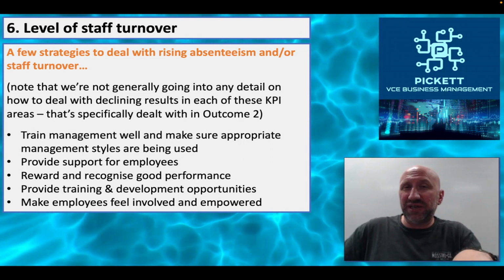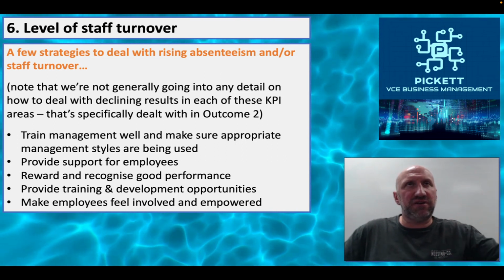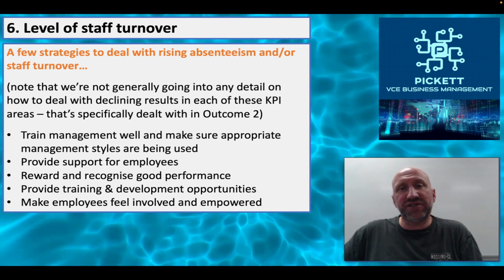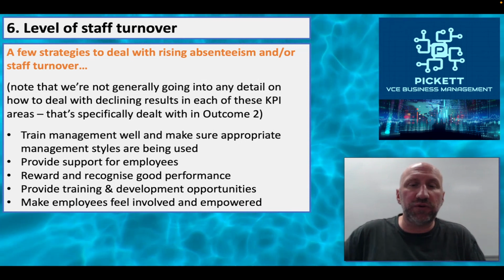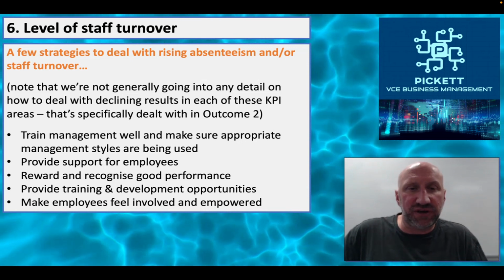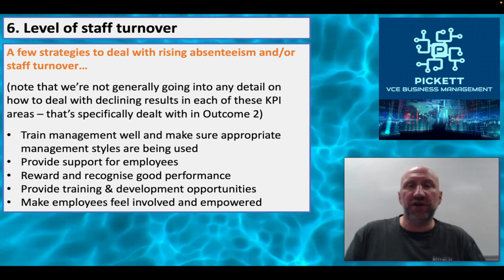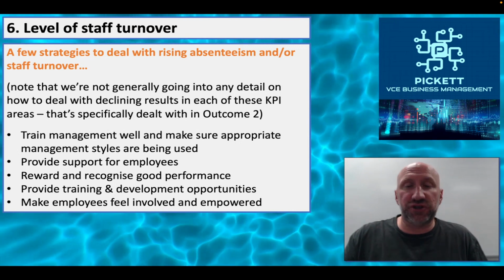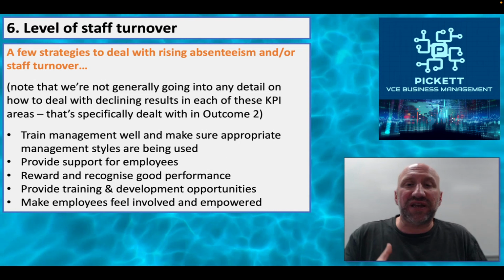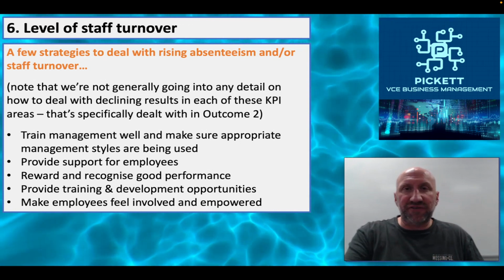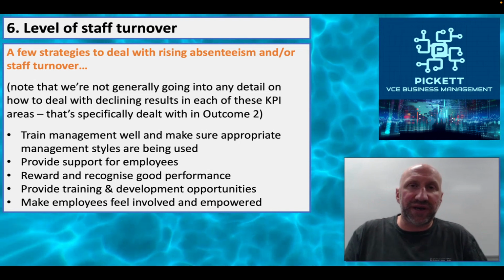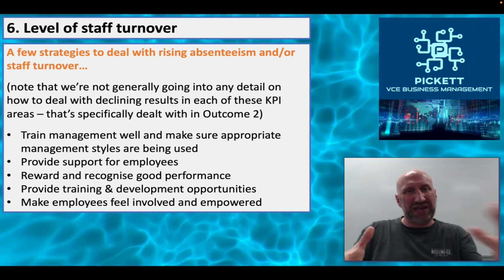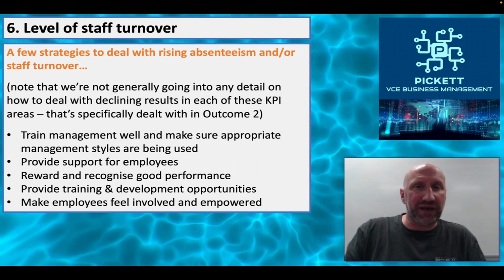Look, and again, I guess the reason I'm throwing this in is because this is repeating stuff from earlier in the course as well. If our absenteeism or our turnover is going up, make sure we're training management well and they're using the appropriate management styles. Provide support for employees, reward and recognise good performance, provide training and development opportunities for the employees, make employees feel involved and empowered. All of that stuff we've seen before when we were looking at HR management. So like I said, nothing new, but it's now linking it into this context of looking at KPIs.